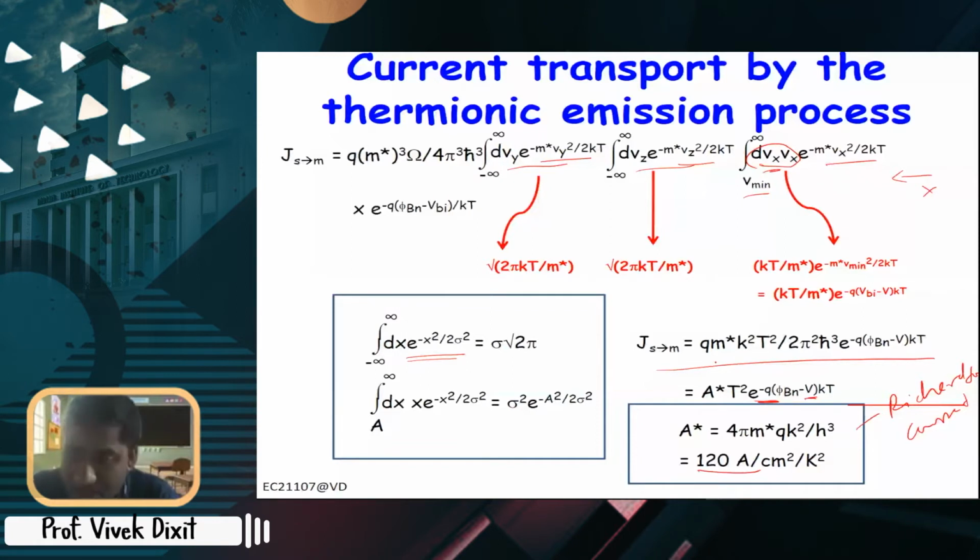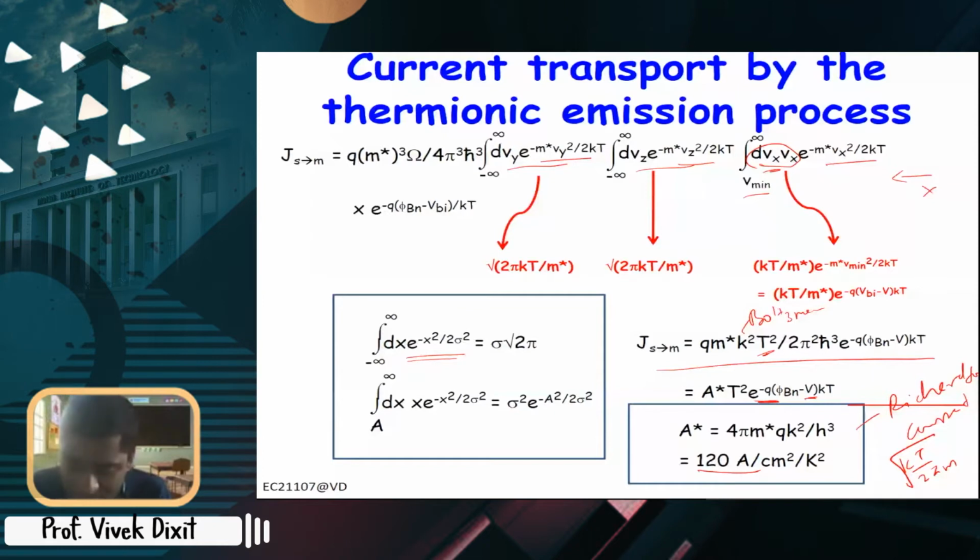There is a factor called root kT by 2 pi m, right? This is called Richardson velocity. So this is basically the average velocity in minus x direction or plus x direction, right? Root kT by 2 pi m is the average velocity, right?